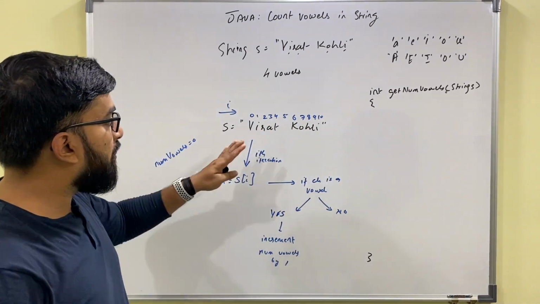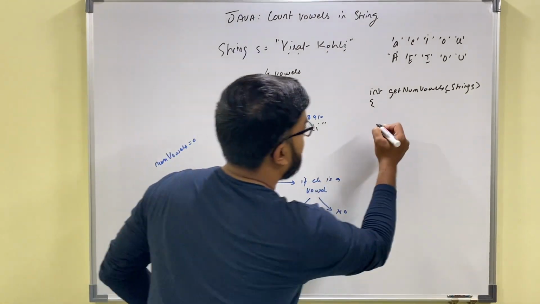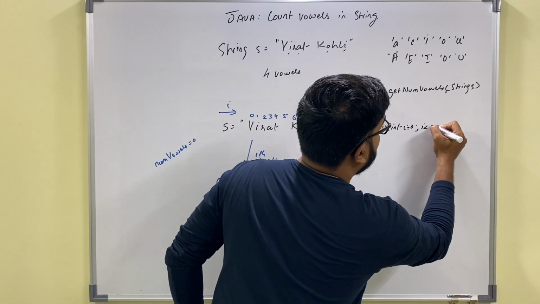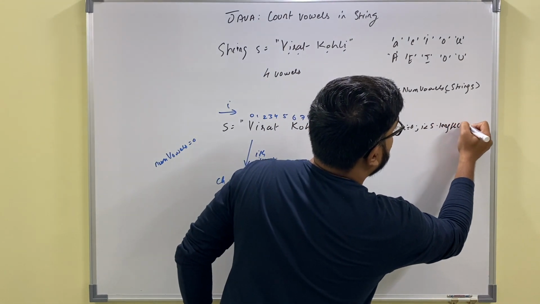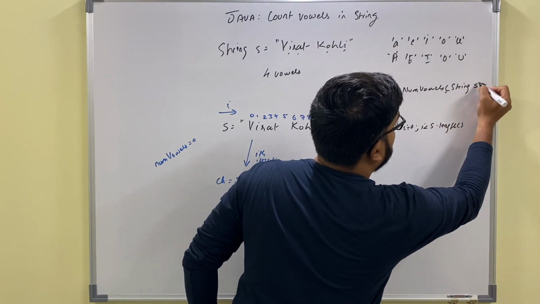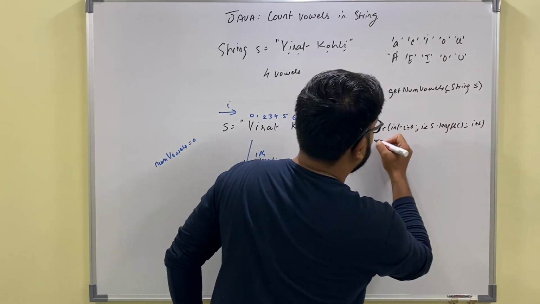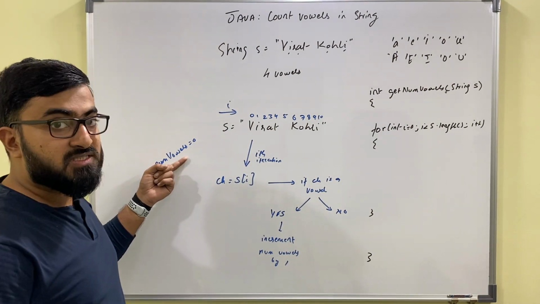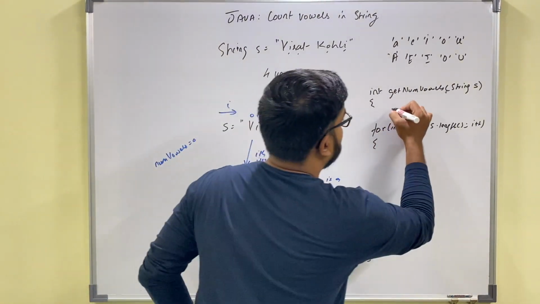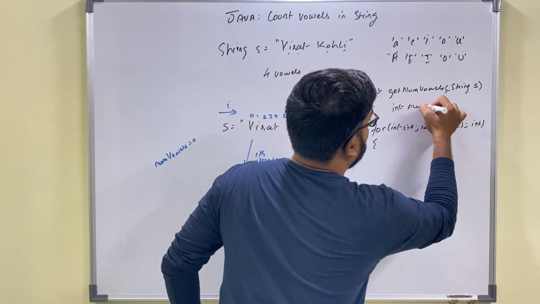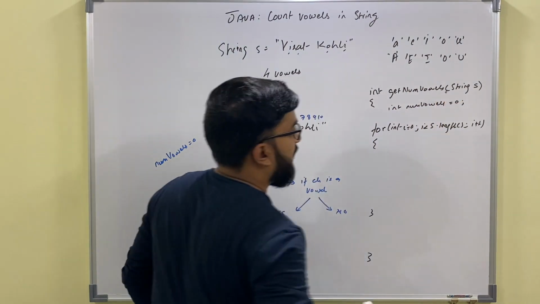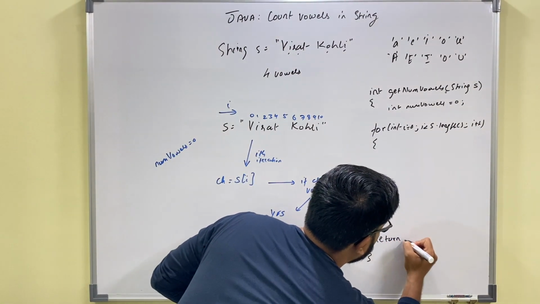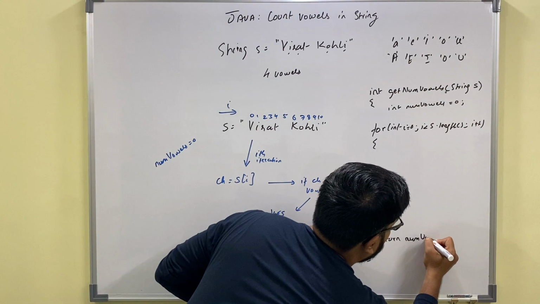So the first job is to iterate this string from left to right. So I say for int i equal to 0, i less than s dot length, this is string s, and I'll do i plus plus. And we have to take a variable num vowels that will count the number of vowels in the string s. So I'll start with int numVowels equal to 0, and finally when my loop completes all its iterations, I return the number of vowels.